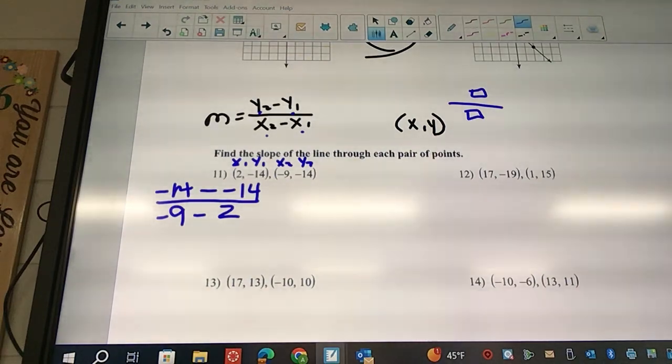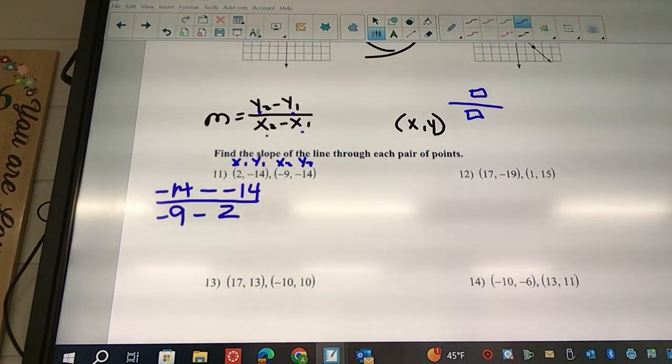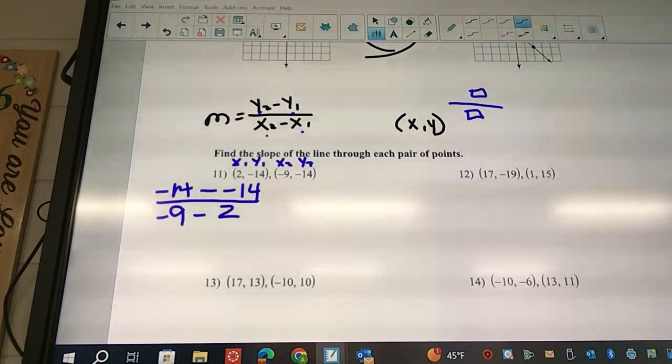How do you go to the bottom of the paper? I don't know.